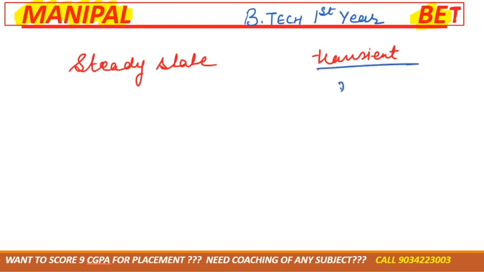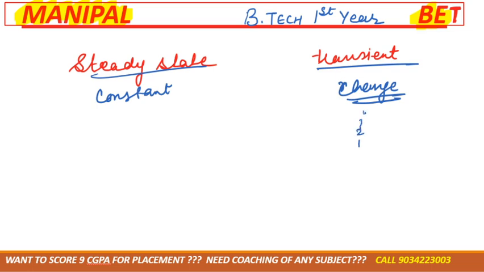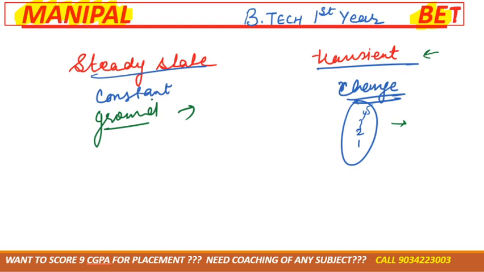Transient means the change. Steady state means that will be constant. Like suppose you are in your lift, so you are continuing, like your first floor, second floor, third floor, fourth floor, fifth floor. That means you are changing the position. So that is your transient. Now you are currently at ground floor and remain in ground floor only for a very long time. So that is your steady state.